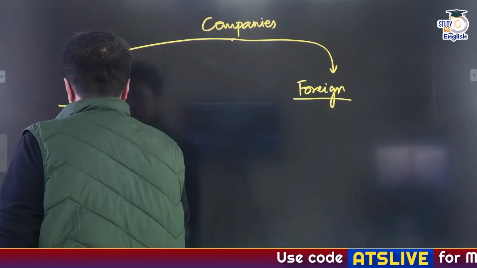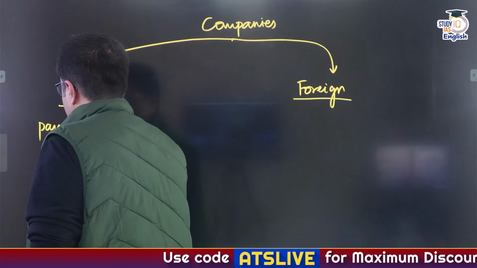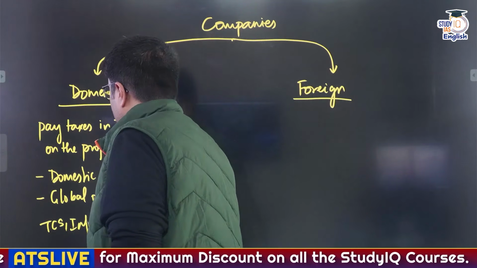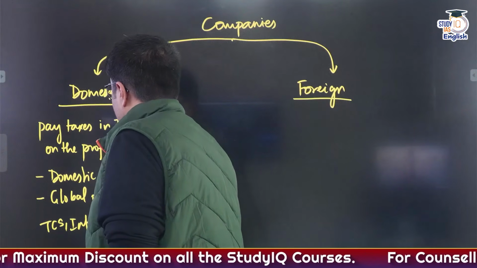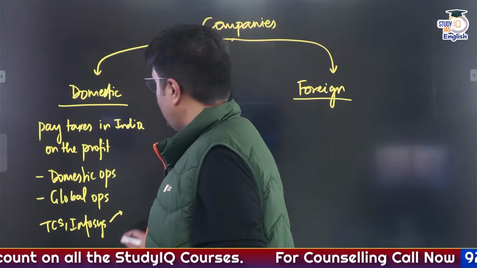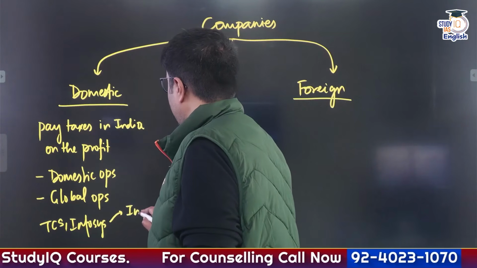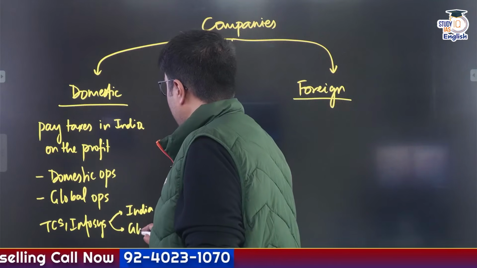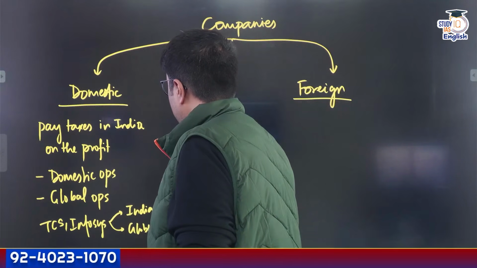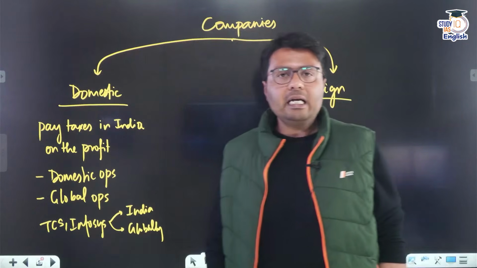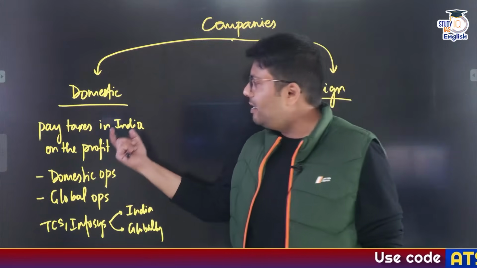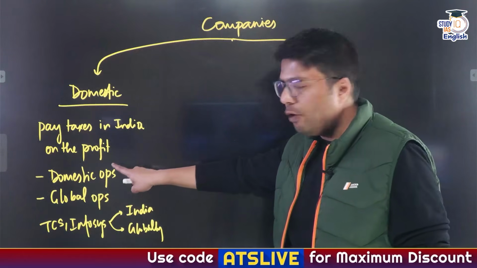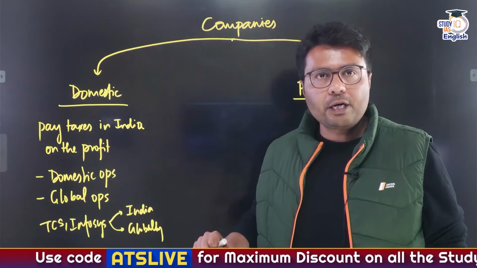Let me give you an example. Suppose there are Indian IT companies like TCS and Infosys. The taxable burden on these companies includes the profit that they earn from their operations in India and on all the operations that they make globally. So this is the taxation burden on Indian companies or domestic companies, that they have to pay taxes in India on all the profits that they make, be it from domestic operations or global operations.